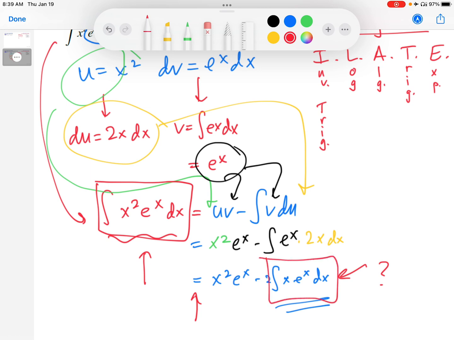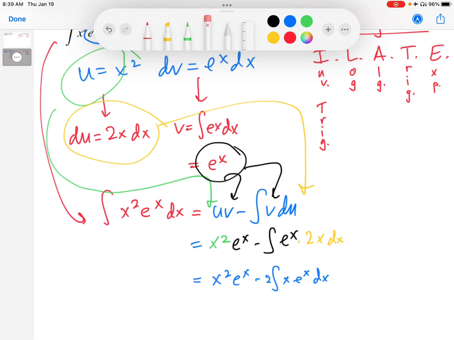So it seems like maybe if we apply integration by parts again, we would actually end up with an integral that doesn't have any x's multiplying e to the x, and maybe we'd be able to actually finish it. And that's exactly what is going to happen if we go down this road. And we could do that, right?